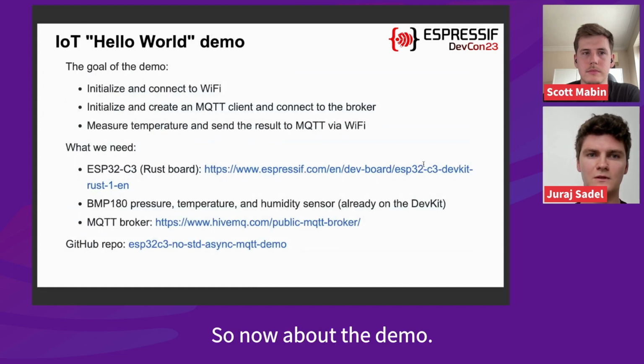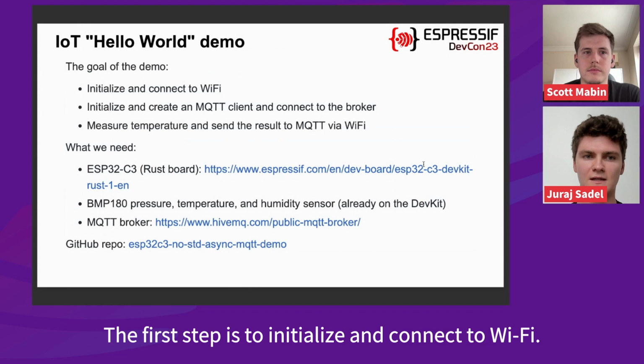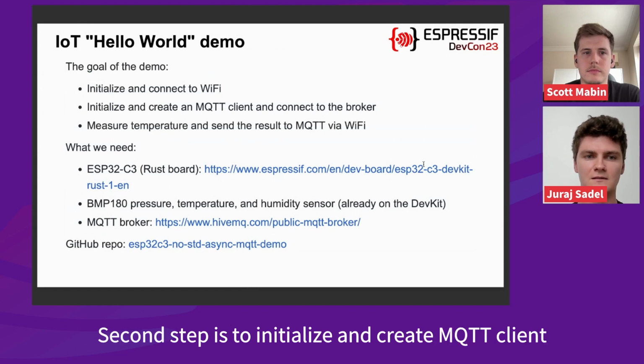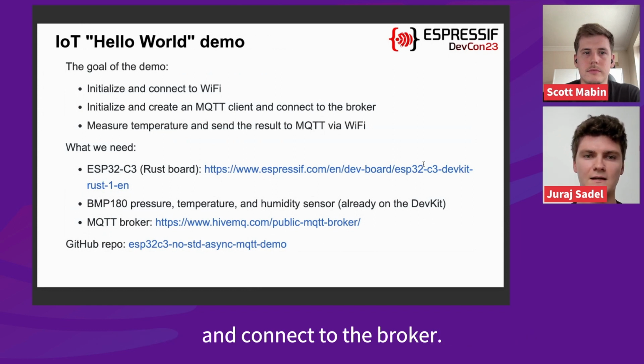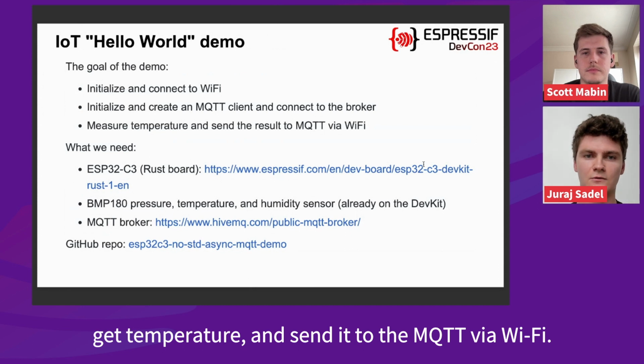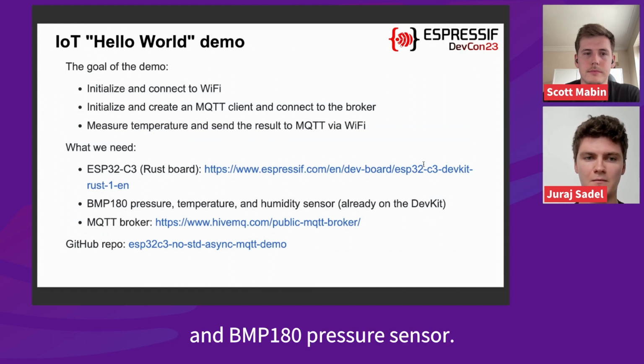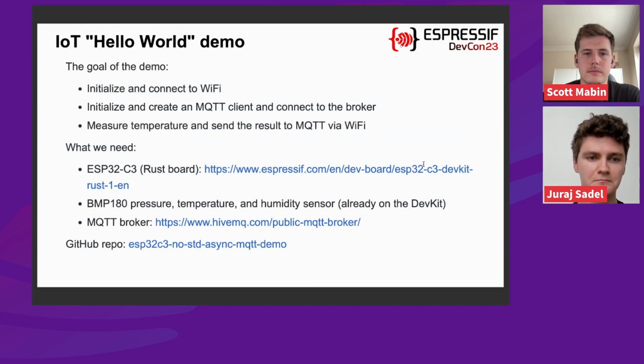So now about the demo. Our demo consists of 3 steps. The first step is to initialize and connect to Wi-Fi. The second step is to initialize and create an MQTT client and connect to the broker. And the final step is to initialize the temperature sensor, get the temperature, and send it to the MQTT broker via Wi-Fi. What we need: we use the Rust board, the ESP32-C3 board, and a BMP180 pressure sensor.